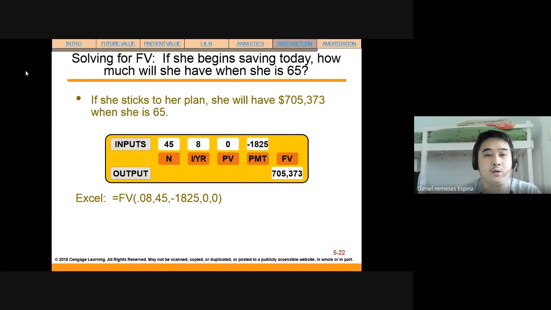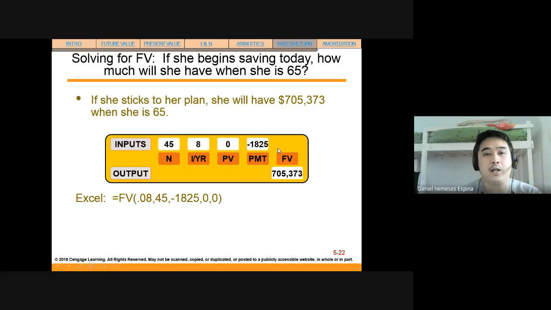So for Excel, how do we calculate the ordinary annuity? Just input: 8% as the rate, 45 is the NPER, negative 1,825 as the payment. Zero for present value because it's an annuity. And for the type, you type zero because it's at the end of the period.